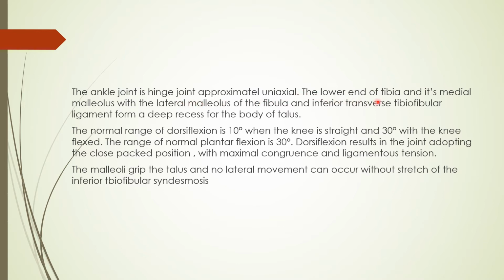Lower end of the tibia and its medial malleolus, with the lateral malleolus of fibula and inferior transverse tibiofibular ligament, make the total boundary line. Lower end of tibia is above the talus, medial malleolus on the medial side of talus. With lateral malleolus of fibula and inferior transverse tibiofibular ligament, they form a deep recess or cup-like structure to accommodate the body of the talus.